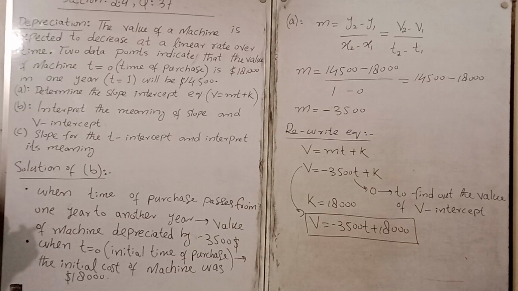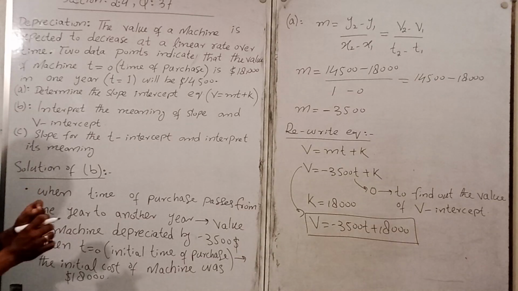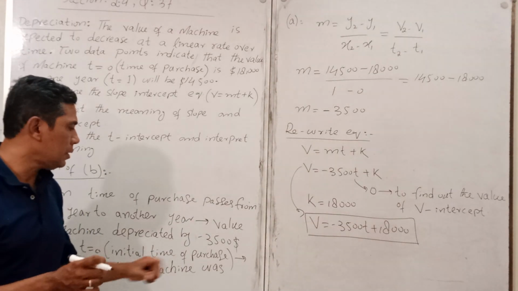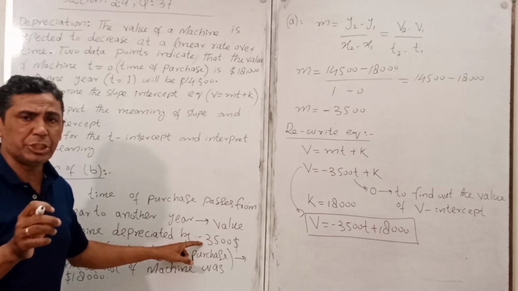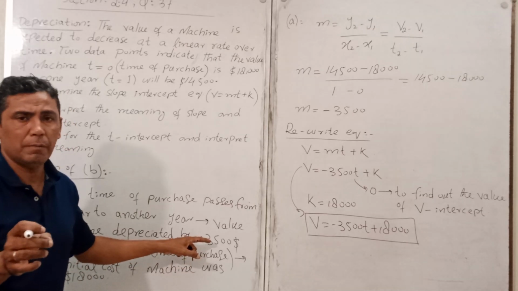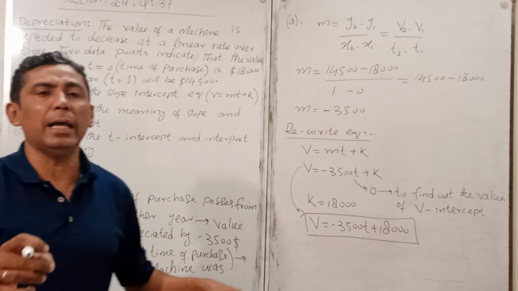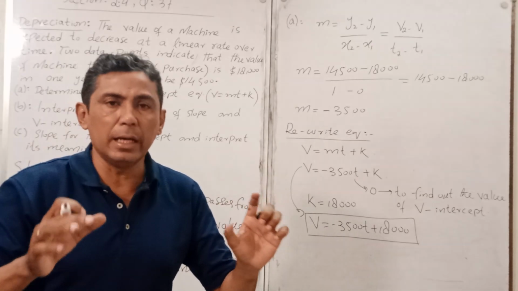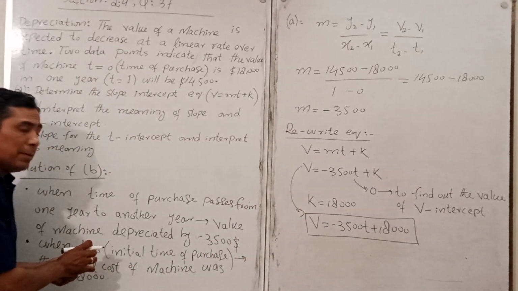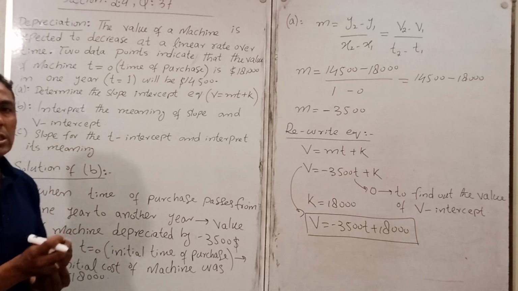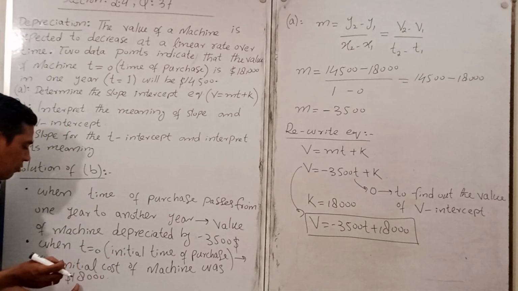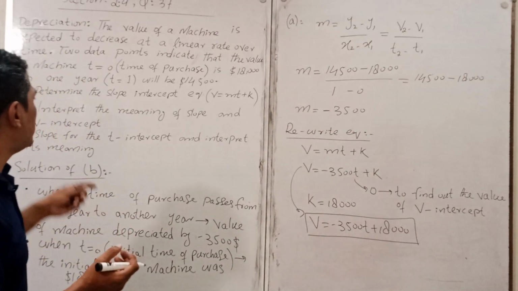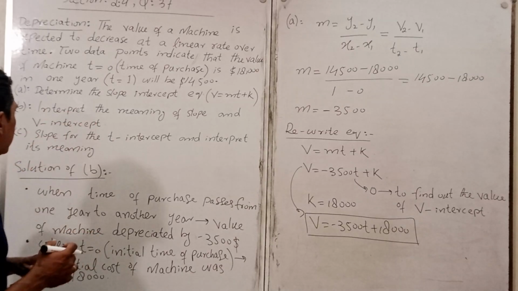Clear? When time passes from 1 year to another year, machine value depreciated by $3,500, and when time does not pass, it means you start your business. Clear now? So it means that time is zero. So what is your cost? That is your initial cost of machine, $18,000, which is your y-intercept. So these are the two interpretations of slope and intercept here.